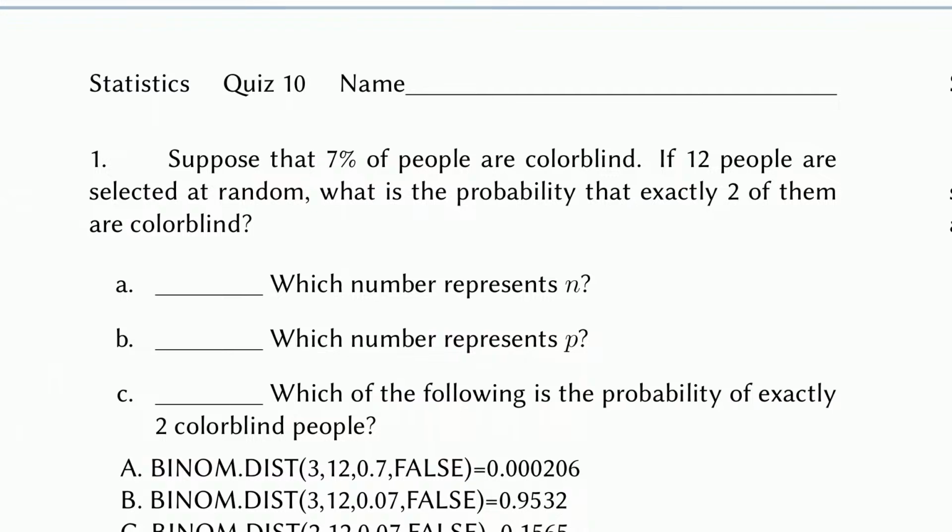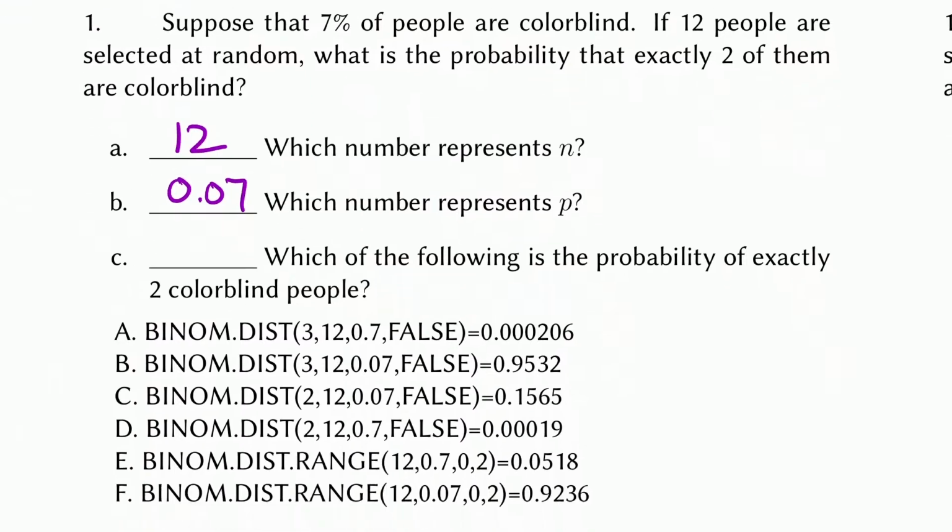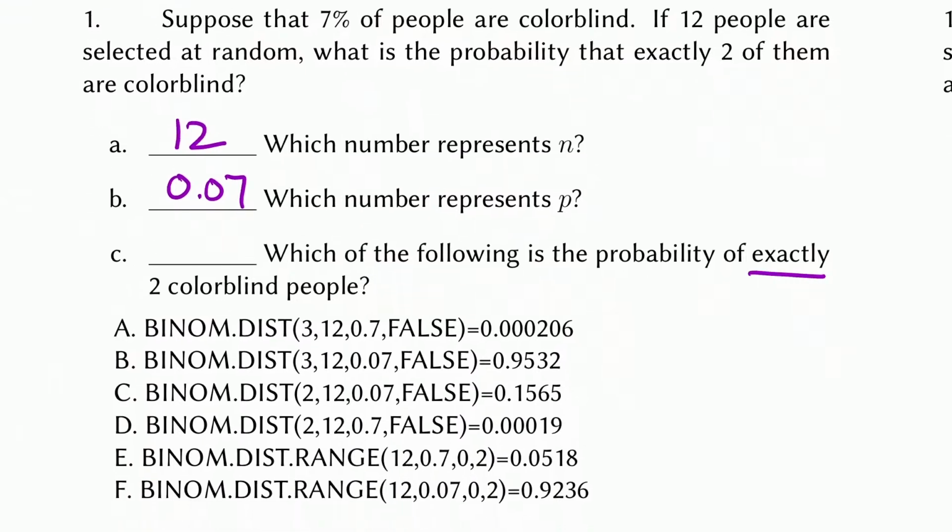Okay, so first of all, 12 people selected at random, so we're going to say that n is 12 here. The probability of being colorblind is 7%, so 0.07. And so I want to know which of these is the correct answer for the probability of exactly 2 colorblind people. Whenever you see exactly, we're going to use binom.dist, not binom.dist range. So cross out those two. Those two are not the right answer down there. So if it says exactly, we want to know an exact single number.